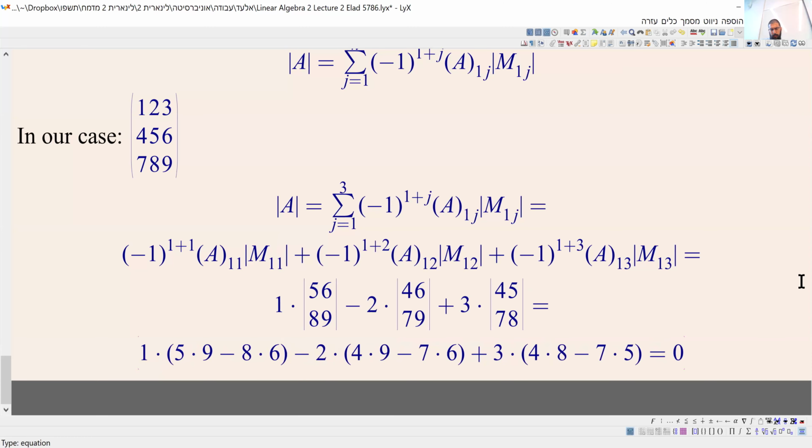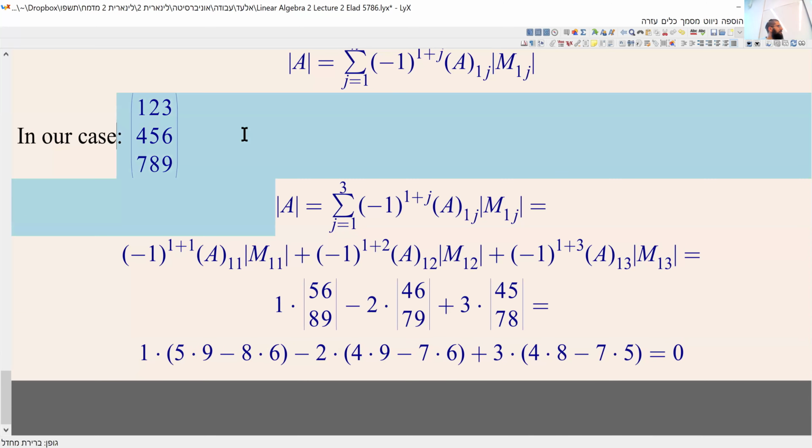Trust me, bro, it's 0. So we already calculated the determinant last lecture, and I do this example every semester, so we know it's 0.